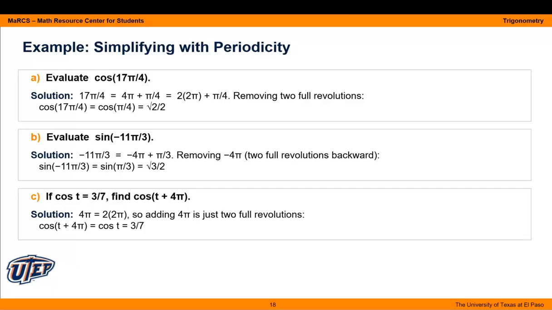These examples show how periodicity helps simplify unusual angles. For example, if an angle differs from a familiar angle by a multiple of 2 pi, then sine and cosine have the same value. So instead of working directly with a large angle like 17 pi over 4, we subtract full revolutions until we land on a standard angle such as pi over 4. That gives us the exact value much more easily. The same idea works for negative angles as well. We add or subtract multiples of 2 pi until the angle is easier to interpret on the unit circle.